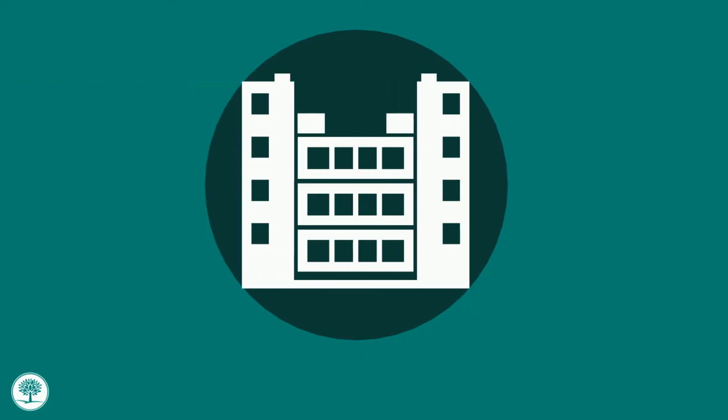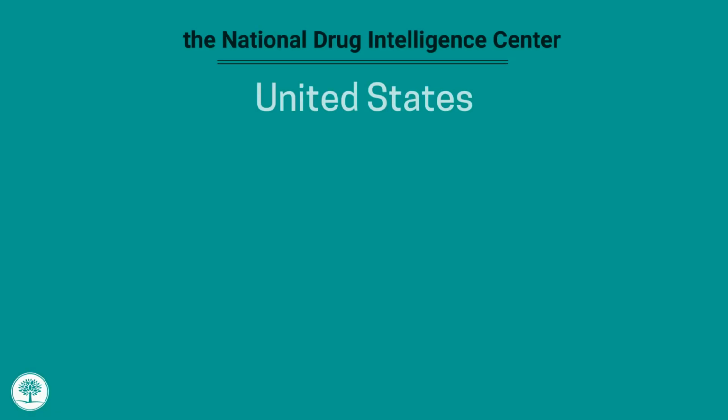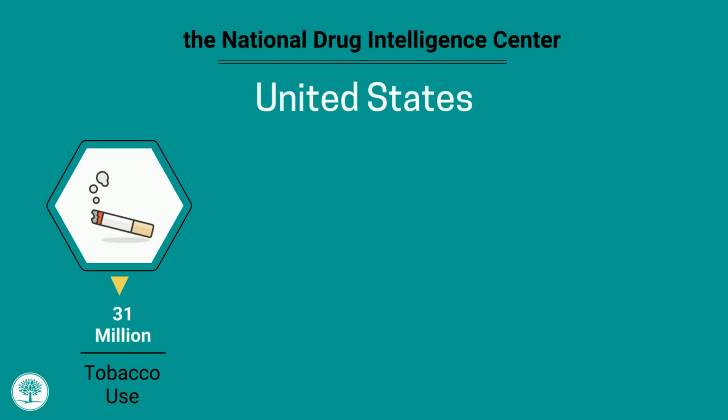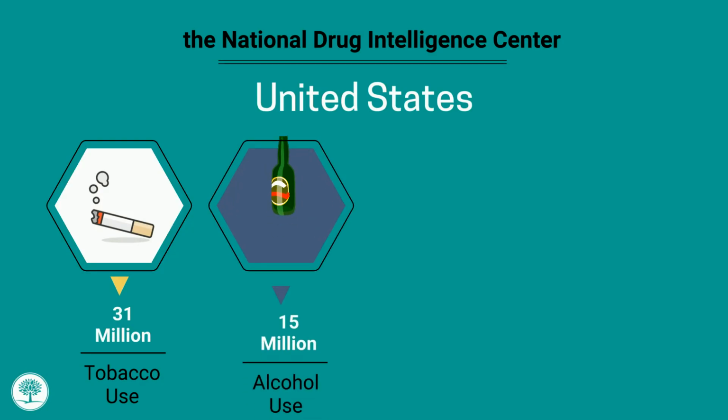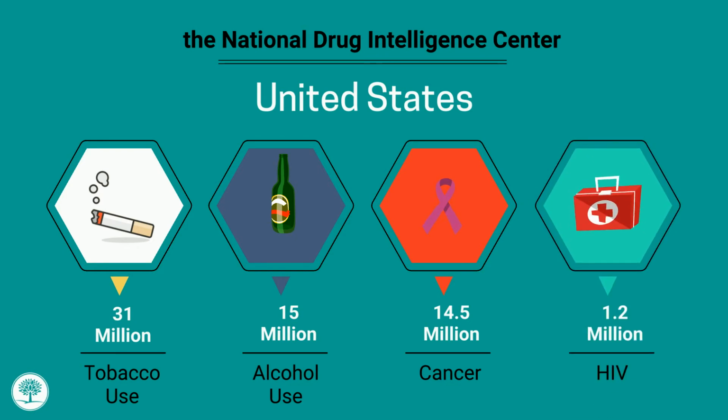The scope of the alcohol problem is huge. Data from the National Drug Intelligence Center talks about the prevalence of medical disorders across the United States. For example, the data tells us that 31 million people have tobacco use disorder, double that of the 15 million adults that have alcohol use disorder. Cancer impacts 14.5 million, and of course, many cancers are due to tobacco and alcohol use. HIV and AIDS has 1.2 million cases.